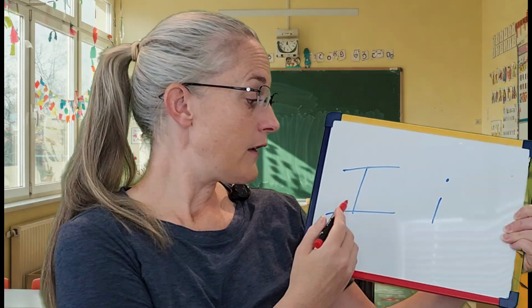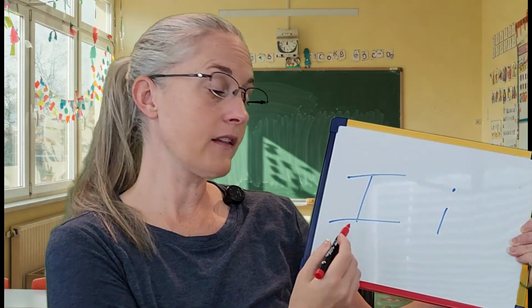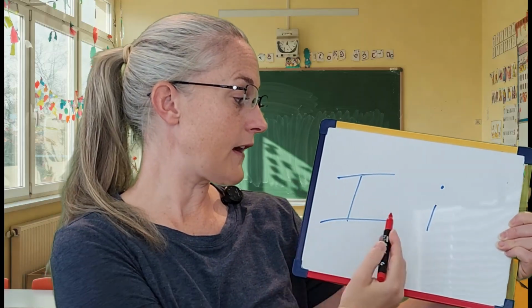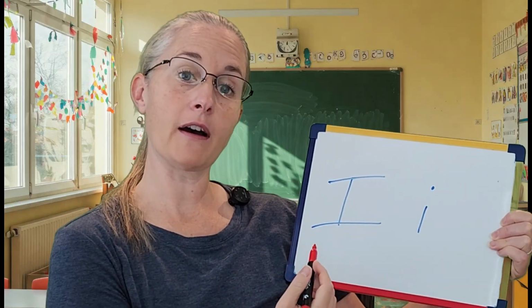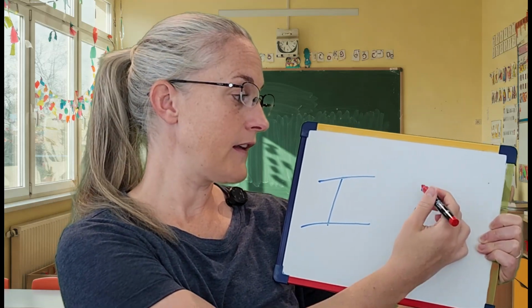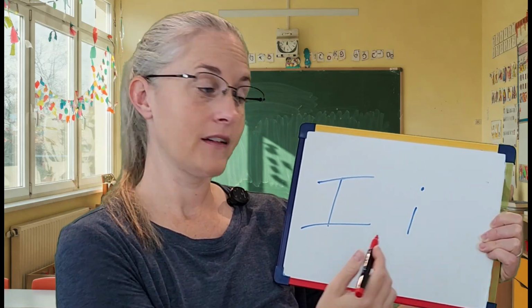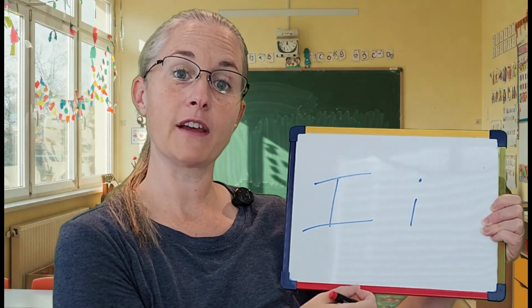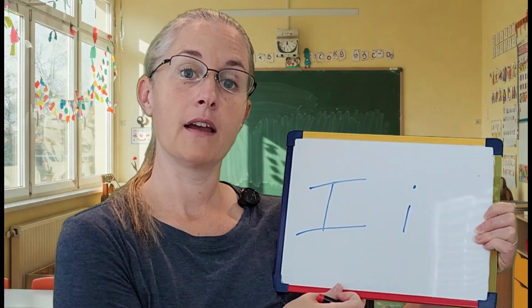I. So this big I has one big line and two big lines that cross at the top and the bottom. And then this little I has just one little line and then it's topped with a dot. So they look different, but they both sound the same. I. Can you think of any words that start with the sound I?